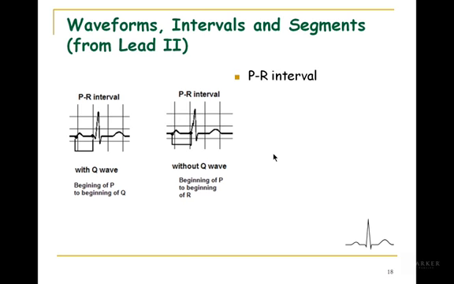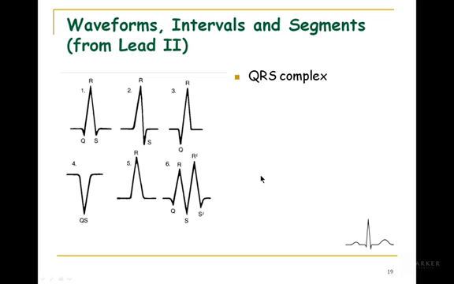The next one is the QRS complex. So you already knew the QRS complex represents depolarization of the ventricles. But all of these are examples of a QRS complex. So here's your standard QRS complex. Some people don't have a Q. Some people don't have an S. Some people have what we call a QS. Some people just have an R.